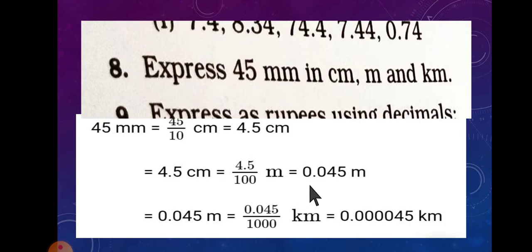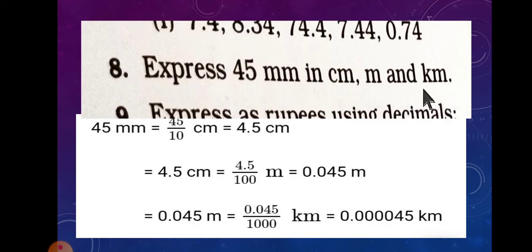So 0.045 meter, 45 millimeter converted into meter. 0.045, why 3 digits? It is because there are two 0s and already one decimal, so 2 digits and this one. That's why we insert the decimal before 3 digits.